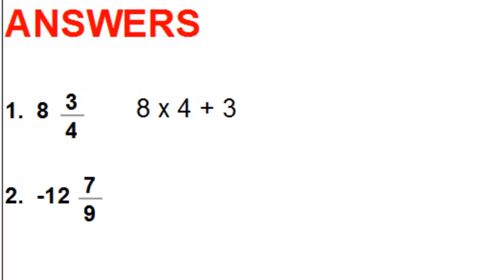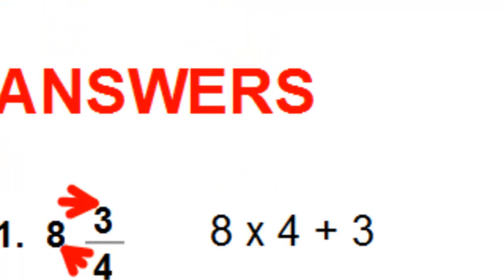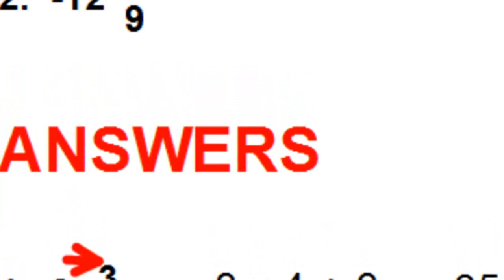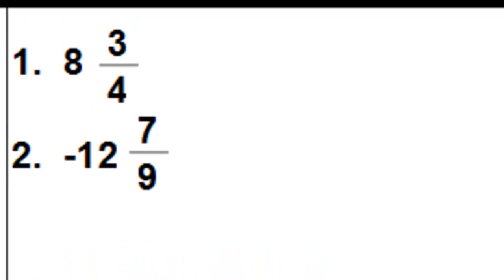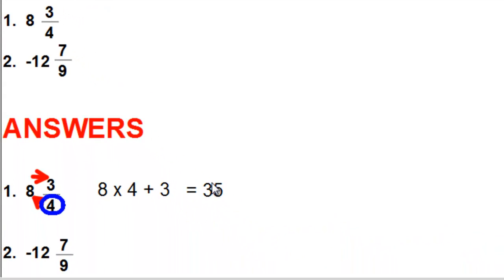Because we went 8 times 4, this product, plus the 3. So 8 times 4 plus 3, that's your numerator. And what is that? Well, 8 times 4 is 32, plus 3 gives you 35. And your denominator, what's that? Well, it's the same as your original. It's the same as the fraction part of your mixed number. So the denominator is just 4.